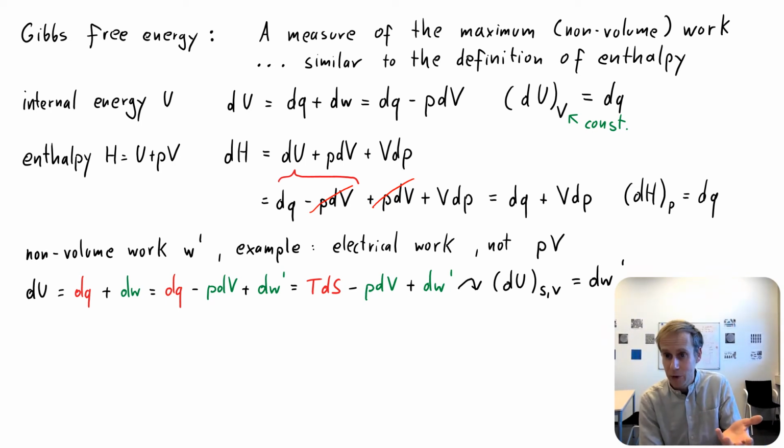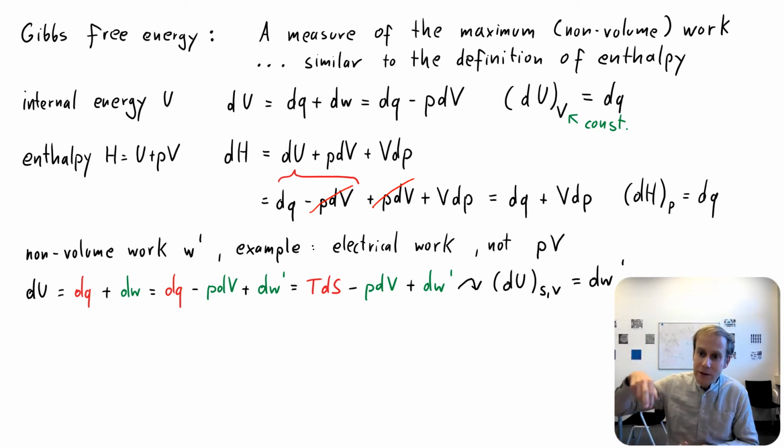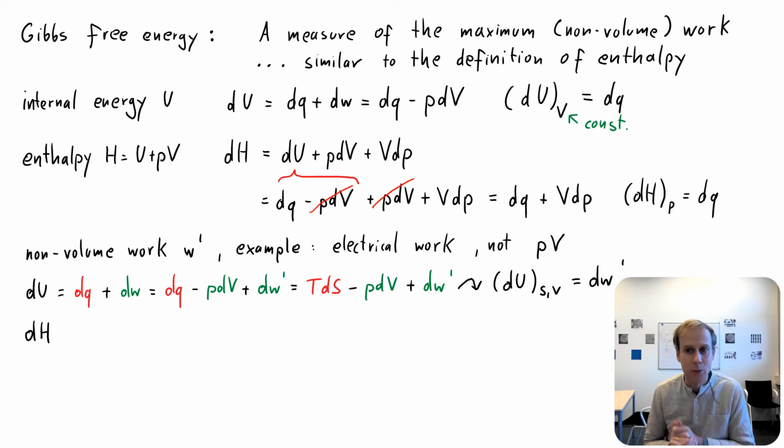And that non-volume work is so important because it tells us about, for instance, how this kinesin motor protein walks on a microtubule, right? So that's why we need to search for a different way to express the amount of non-volume work. Let's see if maybe the enthalpy works better. dH, an infinitesimal small change of the enthalpy.